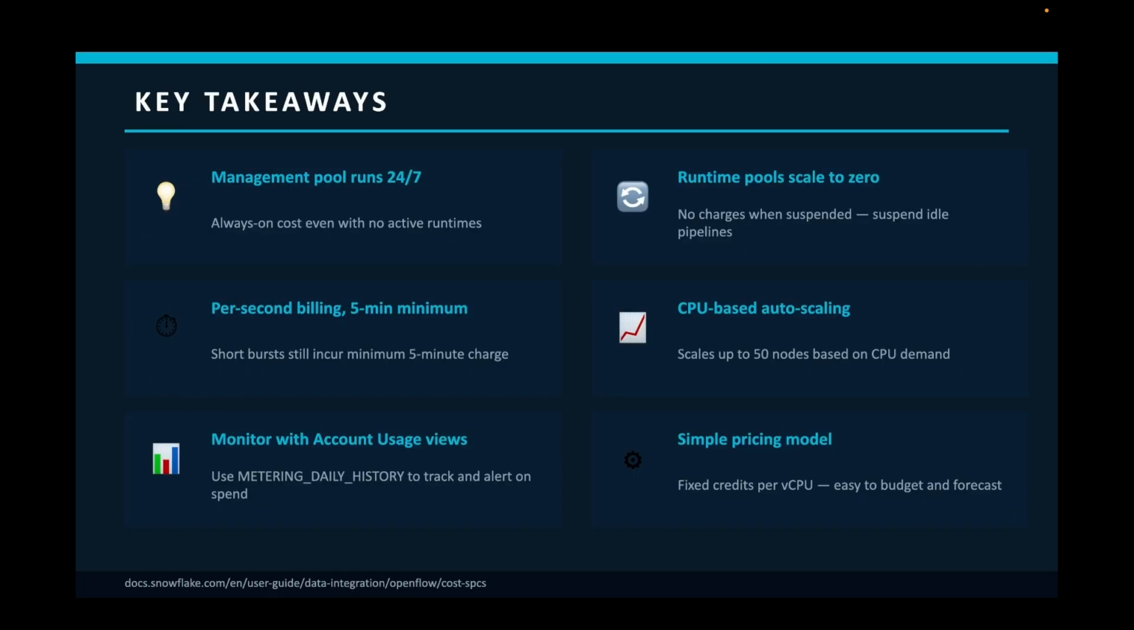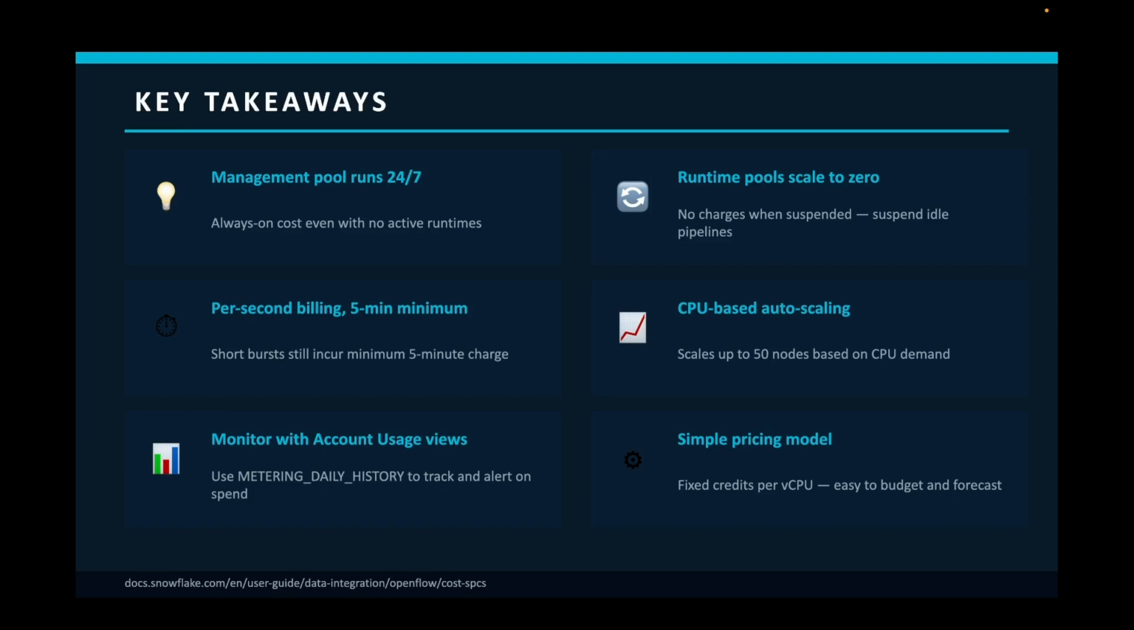The key takeaways of this session: your management pool runs 24 by 7, so there is cost involved even though there are no active runtimes. Runtime pools can scale to 0, so if you suspend a runtime that is not used, there is no charge involved for that runtime. And there is a 5-minute minimum billing for Openflow, and CPU-based auto scaling can scale up to 50 nodes, but we have to be careful when we set up our horizontal scaling max limits.